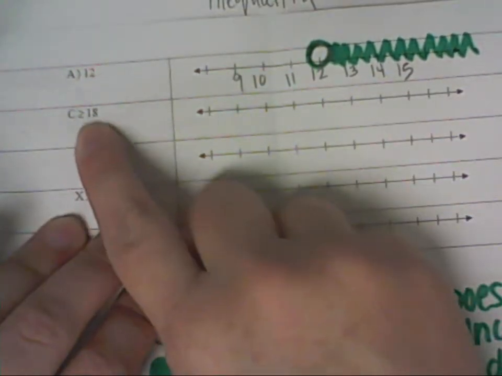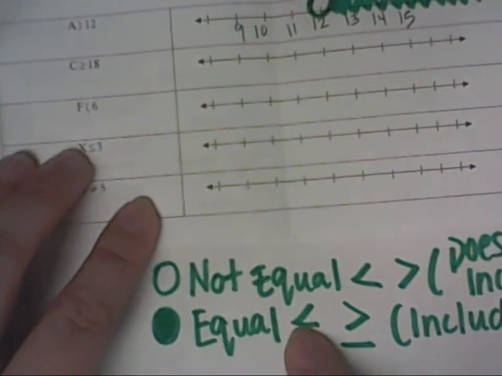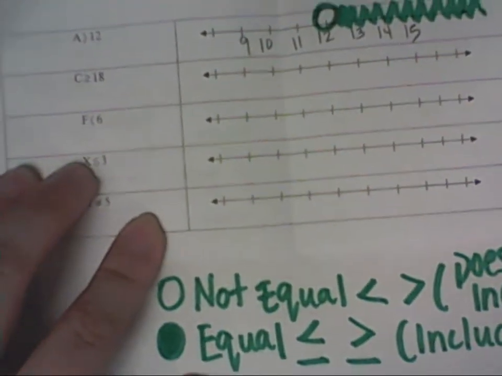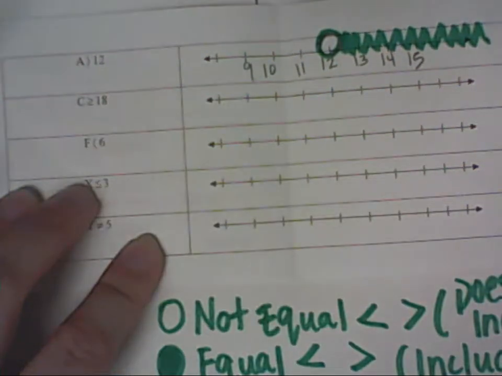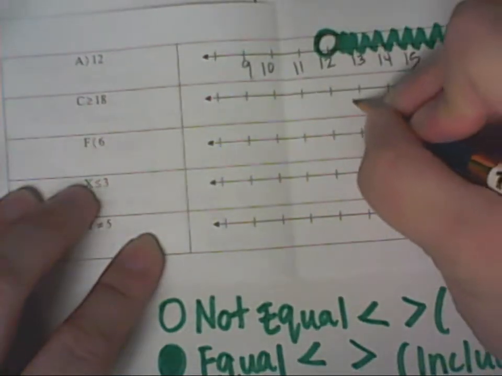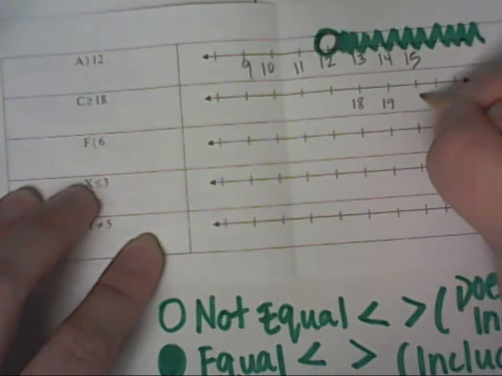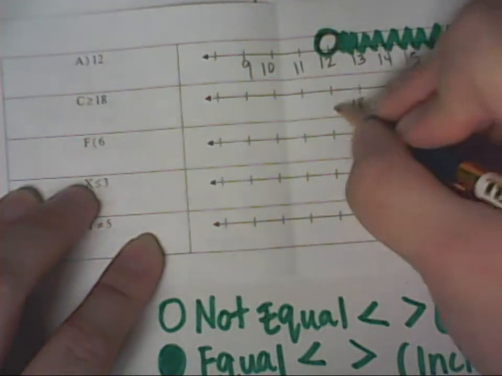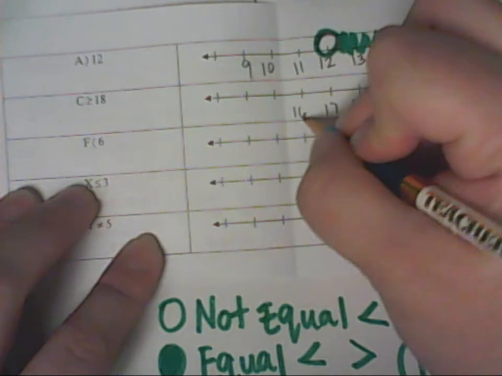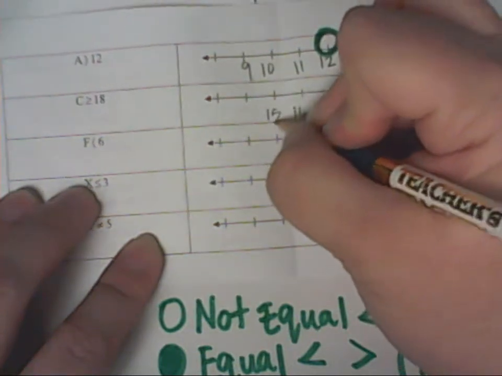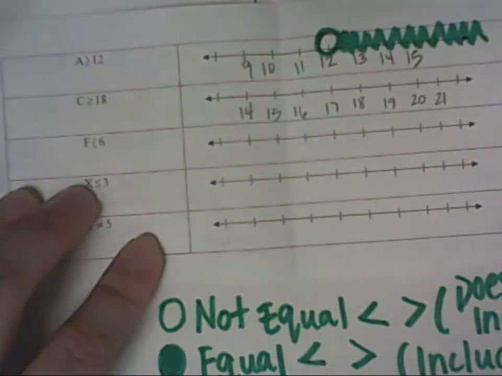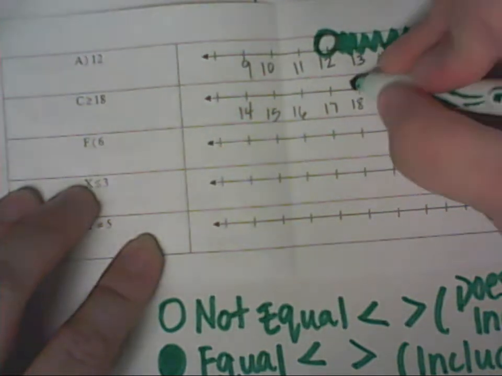Look at the next one. C is greater than or equal to 18. Since it says equal to, we're going to have a closed circle. Okay, that means that, remember we talked about the concert tickets? You can be 18 and still buy a ticket to the concert. So I'm going to just pick my numbers. And on 18, am I going to have an open circle or a closed circle? Yep, I'm going to have a closed circle.